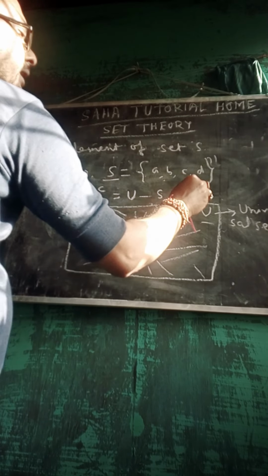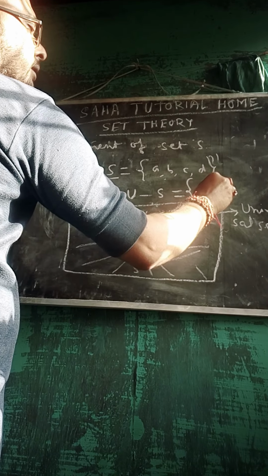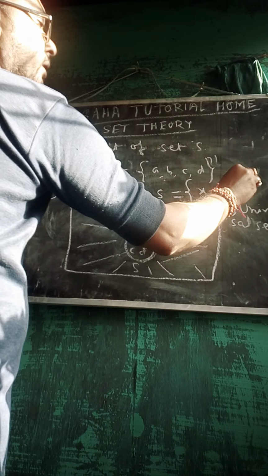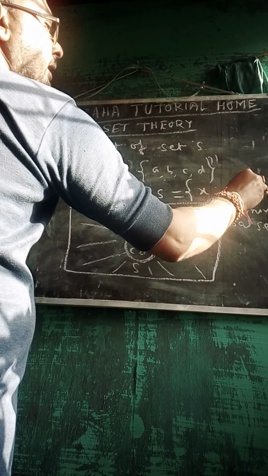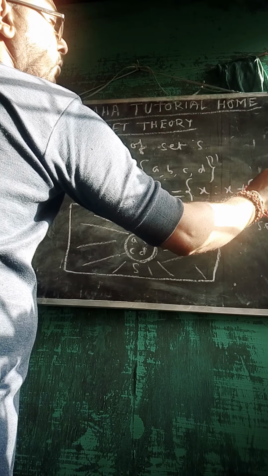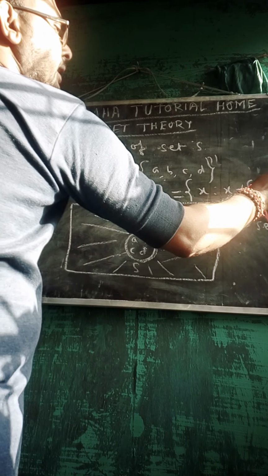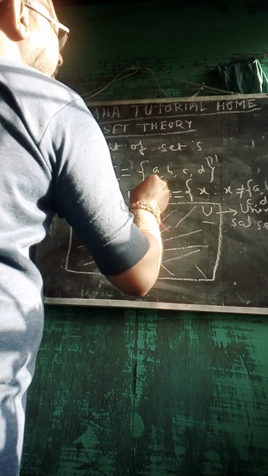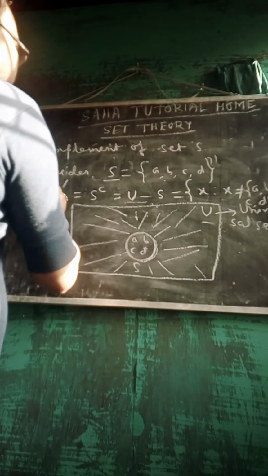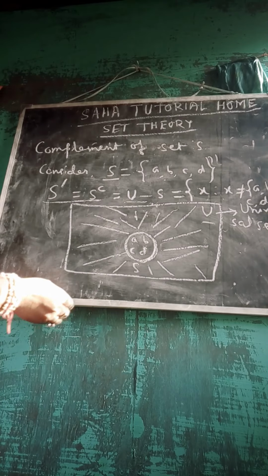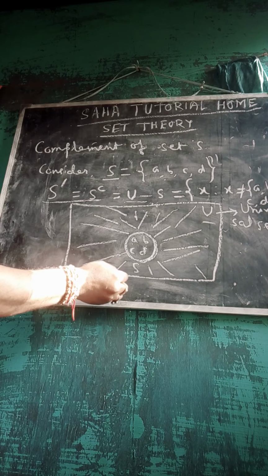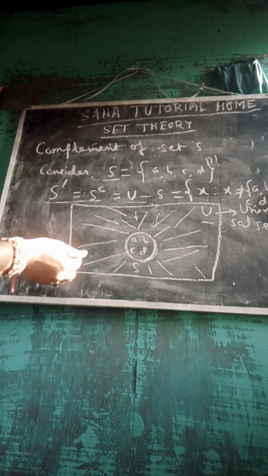So this will be all the sets X such that X is not equal to A, B, C, D. And all the elements in the universal set will be elements of the complement of S. So today we finish this class, and next day we will discuss more properties about sets.